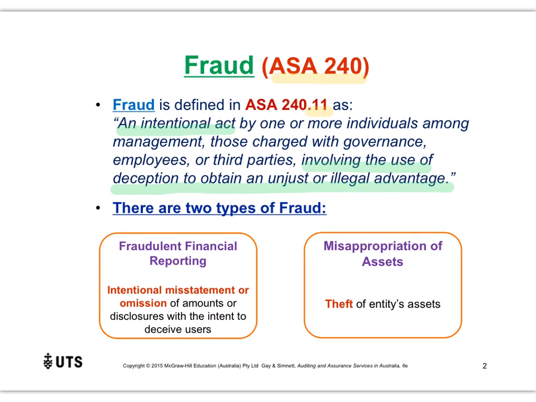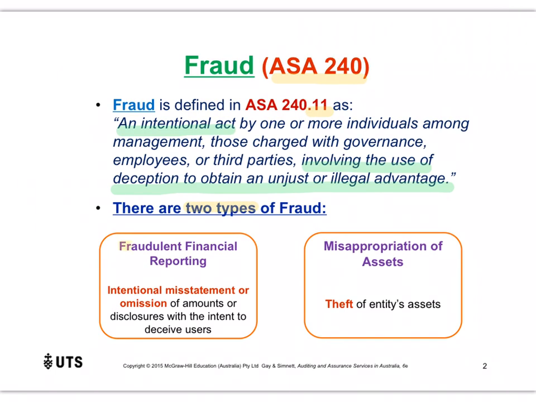So again, using deception, that goes hand in hand with the fact that it is indeed an intentional act, and it is being undertaken in order to obtain an unjust or illegal advantage. For example, manipulating sales to make it look like they hit their sales targets so management can get their bonuses. So that's one type of fraud. So that leads us to, well, how many different types of fraud are there? There are two. We have two different types of fraud.